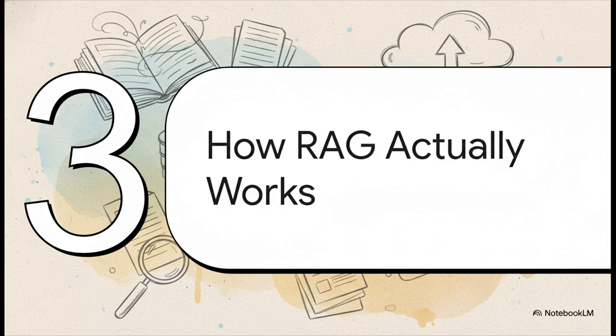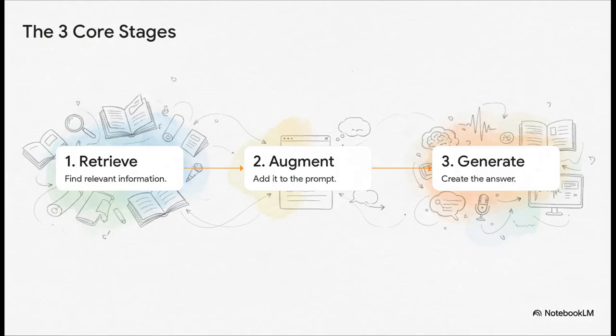Let's get under the hood a little and see how this thing actually works, step by step. I promise, it's not as complicated as it sounds. It's actually pretty elegant. It really all comes down to these 3 steps. First, you retrieve the right info. Second, you augment the AI's prompt with that info. And third, you let the AI generate the answer. Retrieve, augment, generate. Let's break each of those down.